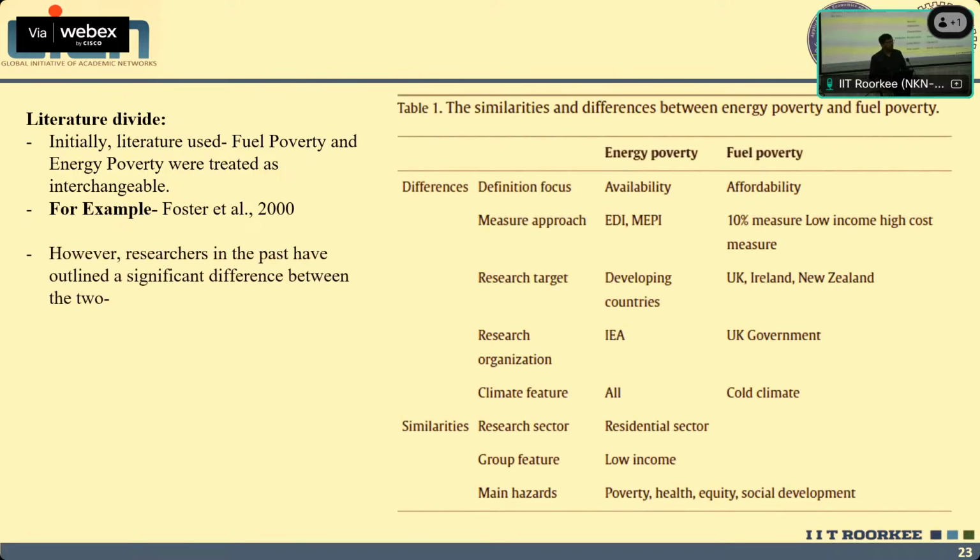There are a large number of debates, a great deal of debate. If you check the indicators from one article against another, the literature divides very clearly between energy poverty and fuel poverty. So addressing your question a bit, if you check the Foster et al. 2000 paper, you can differentiate these two arguments. Researchers in the past have outlined a significant difference between these two. Differences are noted by their definition and by the availability of indicators. Especially fuel poverty largely emphasizes indicators of affordability. Of course, in most of the articles you also see similarities in the calculation so far as energy poverty and fuel poverty are concerned.